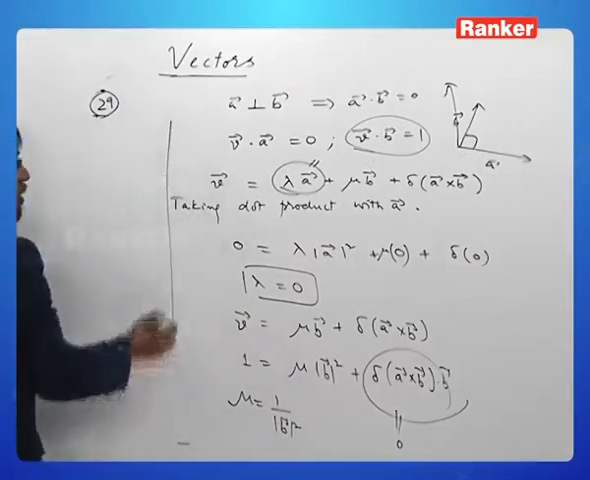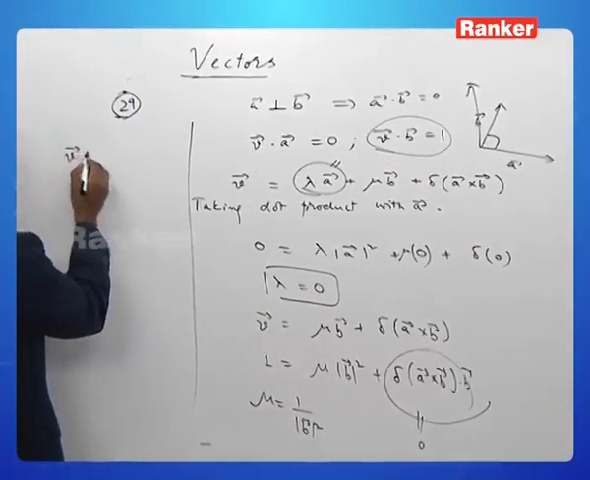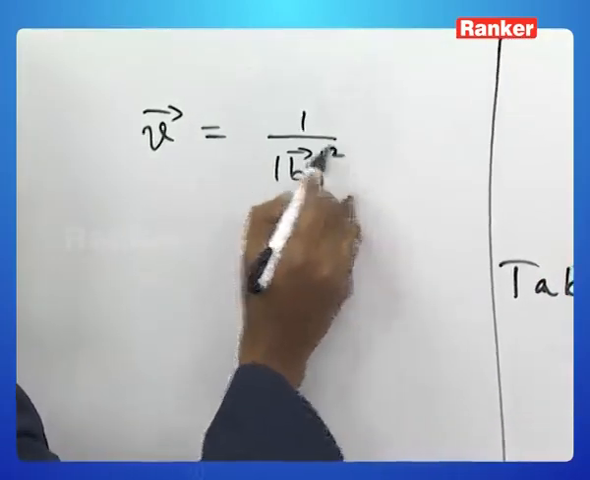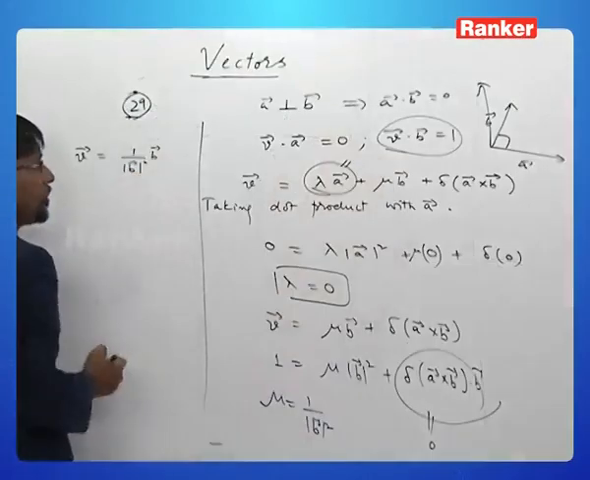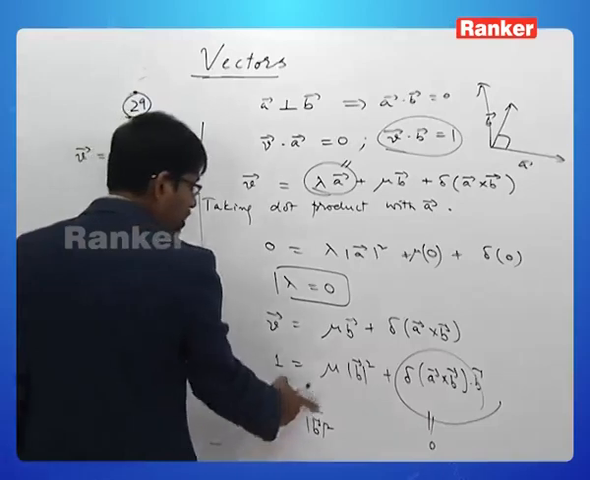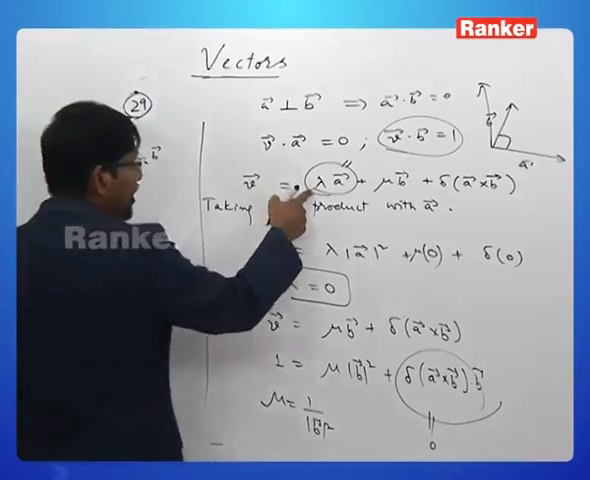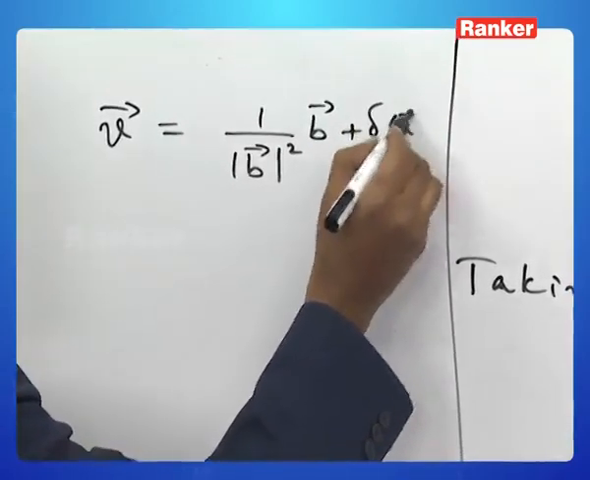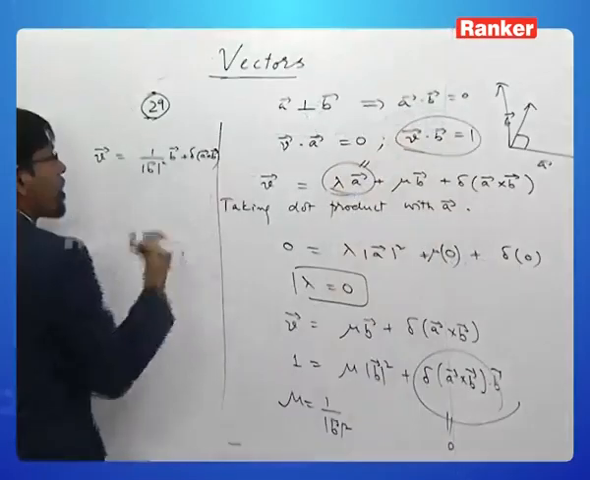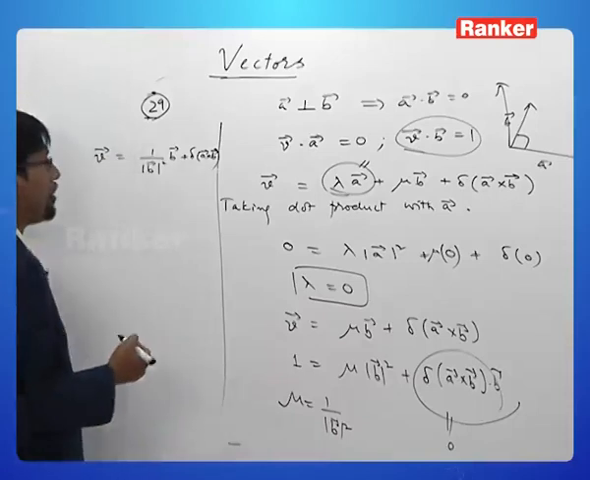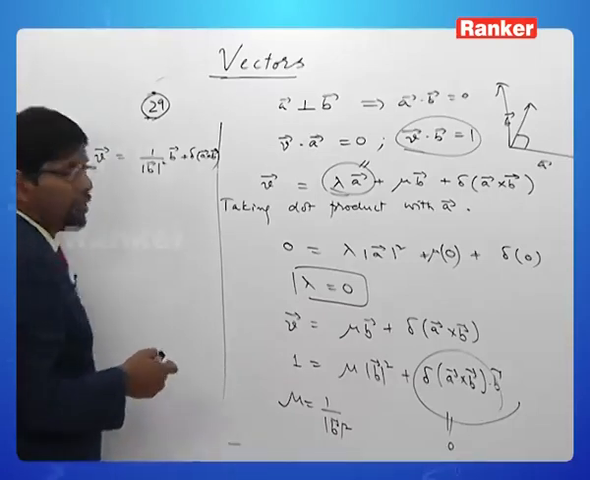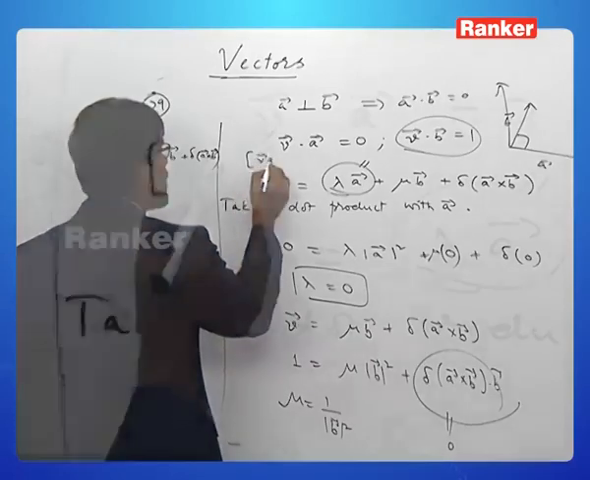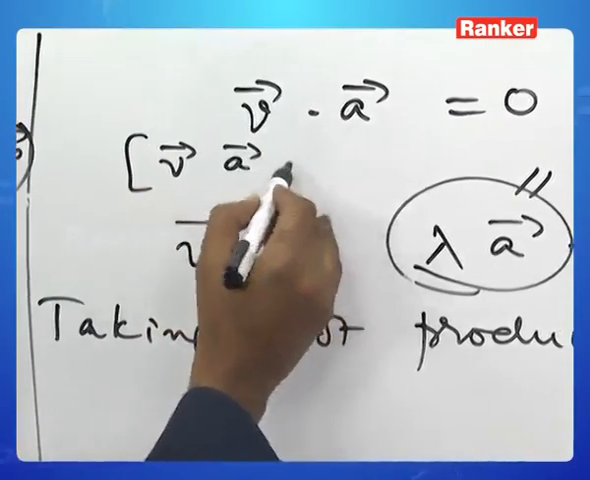Okay, therefore what do we have? v bar is equal to 1 by magnitude of b square into b bar, because mu we got to be 1 by magnitude of b square, lambda we got to be 0, I am substituting, plus delta into a cross b. Now further, what else are we given? We are given that the box of VAB is 1. It is also given to us. Box of VAB is 1.